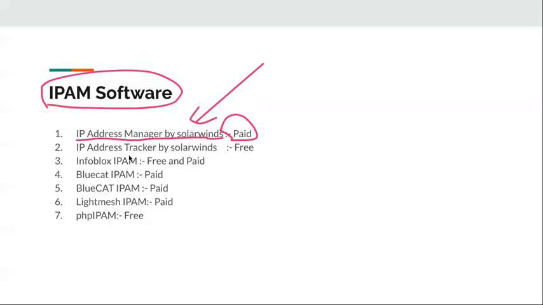Next is IP address tracker. Now, if you are just starting and you don't want to go with a paid software, then SolarWinds has a free version also available because of the open source nature. So you can use that IP address tracker as well. Now, there is Infoblox IPAM, which is free and paid. There's BlueCat IPAM, which is a paid solution. Lightmesh IPAM, which is paid. And there is a PHP IPAM as well. Now, this has been written in PHP and it's a free version to be used.